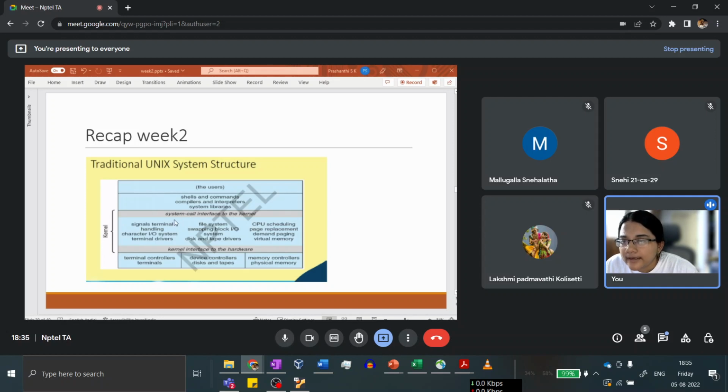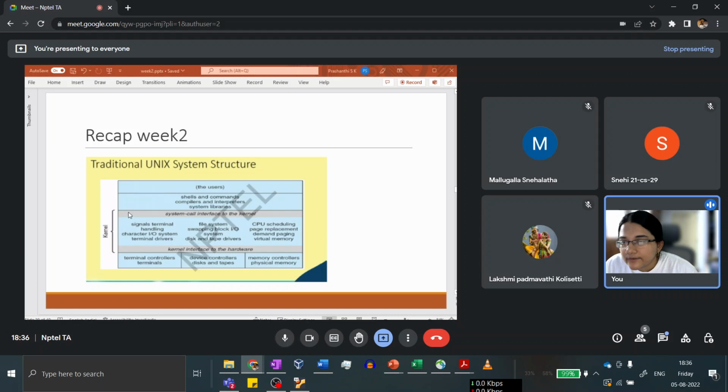And above that, the kernel takes care of things like CPU scheduling, page replacement. A lot of these paging related things you will learn as you learn more about memory management, virtual memory, things like that. But they are all related to the memory subsystem. And similarly, you have a lot of IO related things like swapping, file system, disk and tape drivers, character IO system. All of this is related to IO. And then you have a few other things like signals, terminal handling, terminal drivers, things like that.